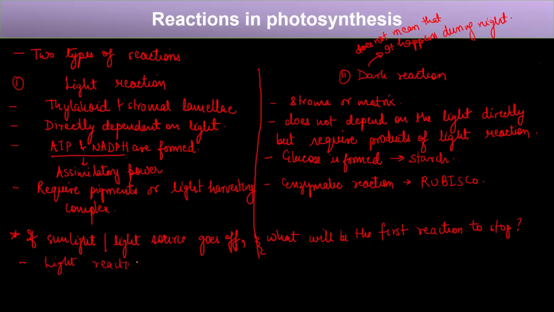Light reaction, because the dark reaction is dependent on the product of the light reaction, right? The ATP and NADPH that are formed can be consumed anytime by the dark reaction. So if the sunlight goes off, the light reaction will immediately stop. But the dark reaction will go on until the products formed by the light reaction, that is ATP and NADPH, get consumed.